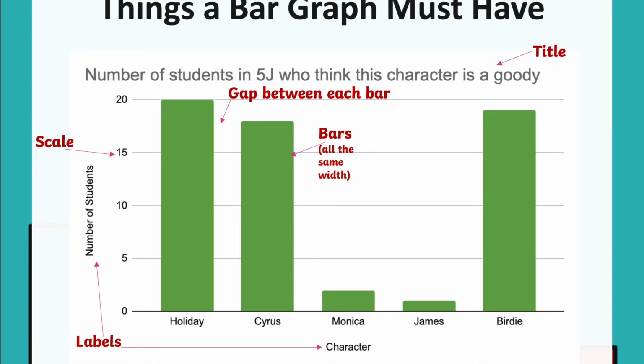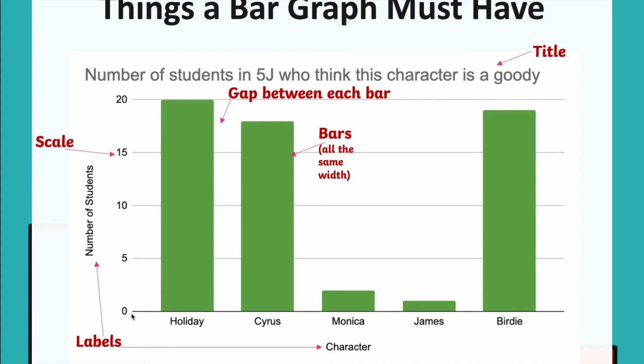Now there's certain things that a bar graph must have. A bar graph must have a title. So here my title is number of students in 5J who think this character is a goodie. In addition to a title, I also need to have labels. So I need to label what I'm measuring. Here, my label is the characters, so Holiday, Cyrus, Monica, James, and Birdie. And here, it's the number of students. So I'm actually labeling the scale, which is the other thing that I need to have in my bar graph.